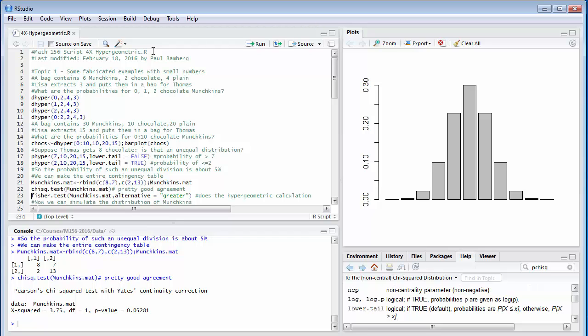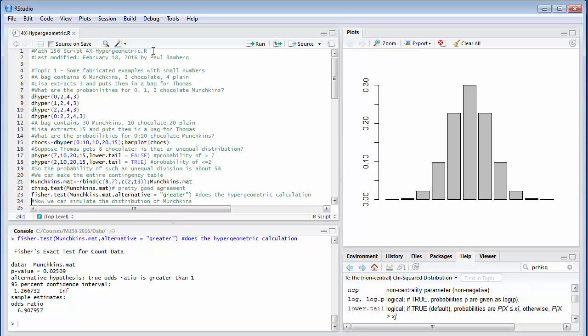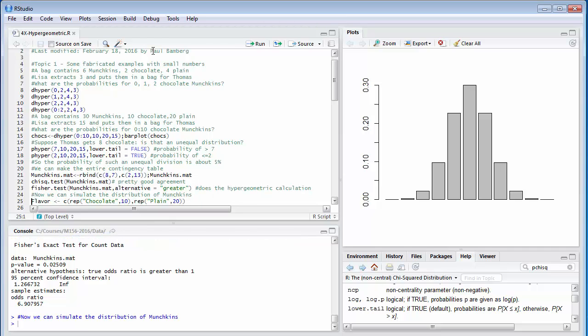It's called Fisher dot test, and it says the probability of such an unequal distribution is what we just calculated, 2.5%. So if you've got a hypergeometric distribution problem like this, the Fisher exact test really does a much better job than the chi-squared test. The chi-squared test is a fairly good approximation in lots of situations, but in this one we can get the exact results. Of course, we can also do this by simulation.